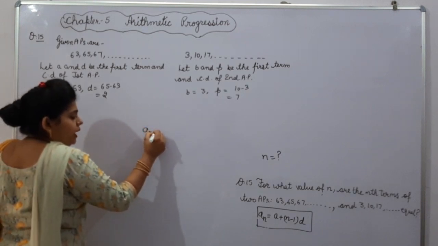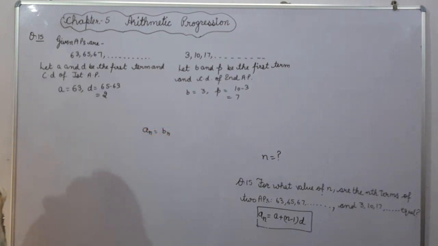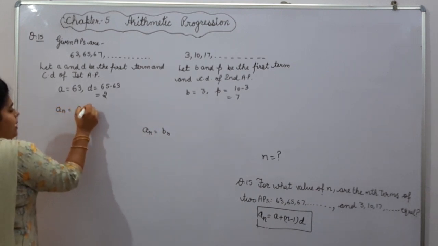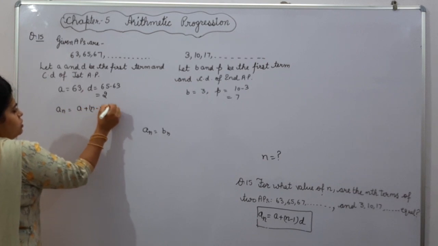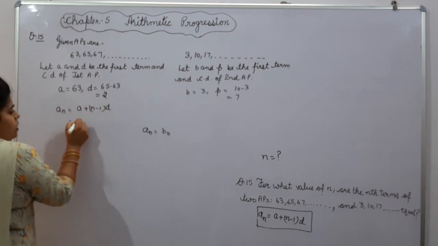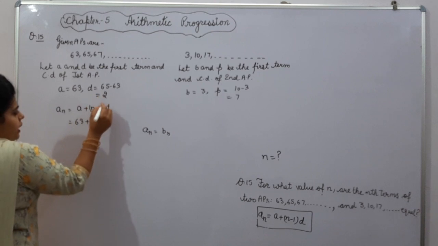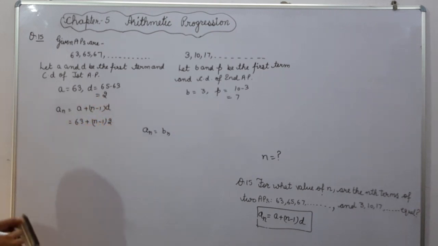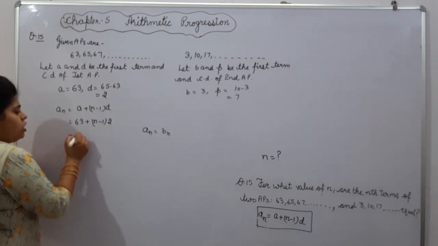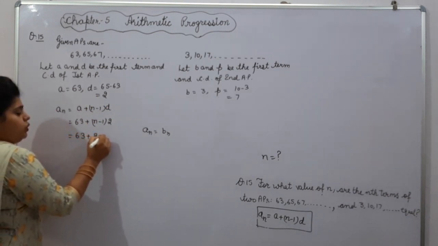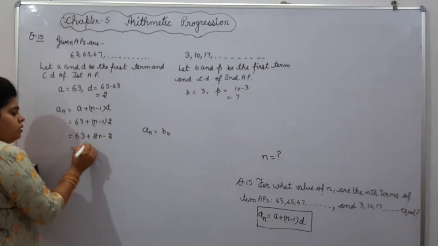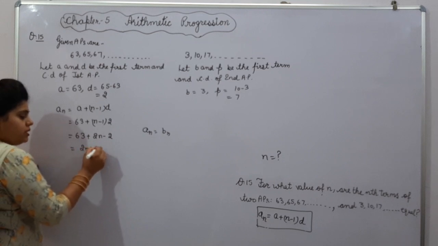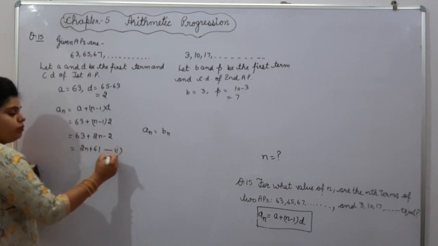Now what is given? an is equal to bn. This is given. So what we will do? We will find an. an is equal to a plus n minus 1 into d. So from here, a is equal to 63, n minus 1 into d, and d means 2. So on solving, 63 plus 2n minus 2, 63 minus 2 means plus 61, that is 2n plus 61. This is equation number 1.